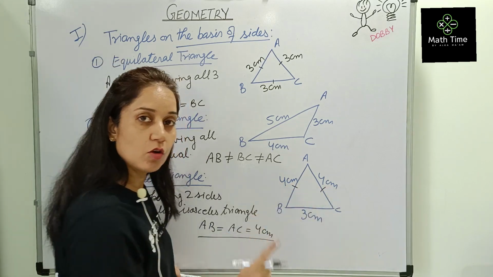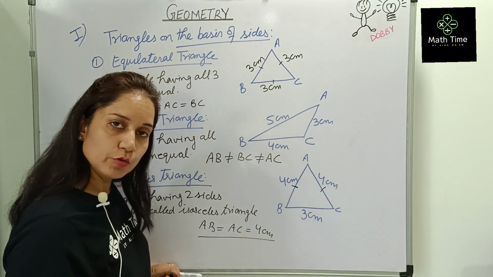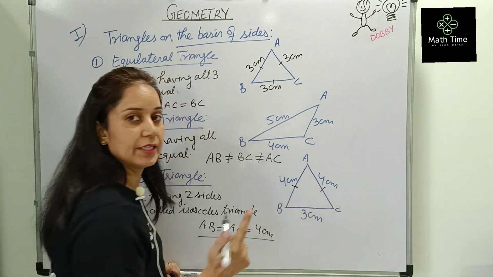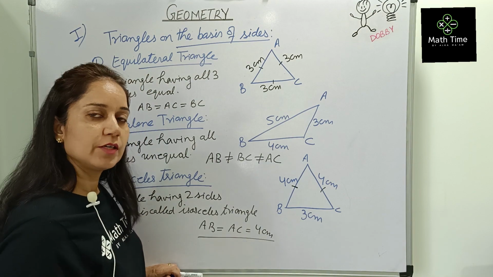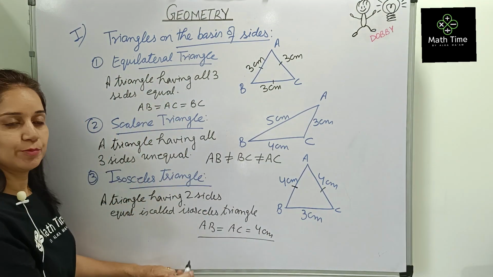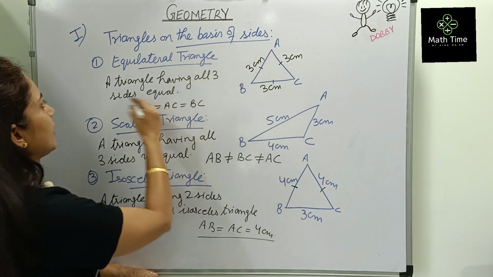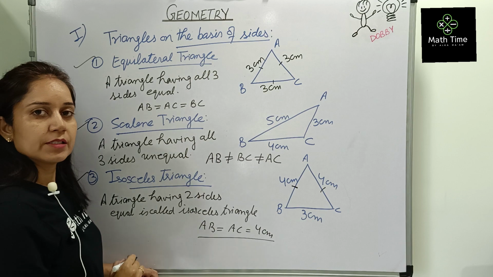If the measurement is not given, only these equating marks are given, then also you can find that yes, these two equating signs tell us AB is equal to AC, two sides equal, so it is an isosceles triangle. Okay, these are the three types of triangle based on sides: equilateral triangle, isosceles triangle, and scalene triangle.